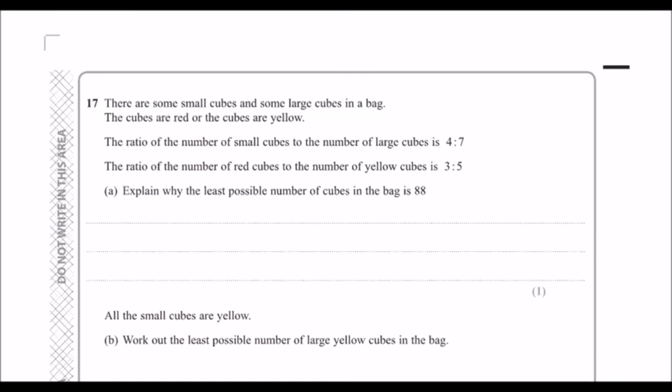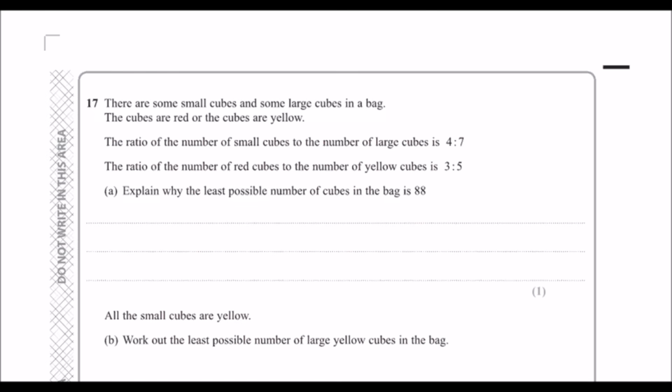Question 17. There are some small cubes and some large cubes in a bag. The cubes are red or the cubes are yellow. The ratio of the number of small cubes to the number of large cubes is 4:7. The ratio of the number of red cubes to the number of yellow cubes is 3:5. Explain why the least possible number of cubes in the bag is 88.